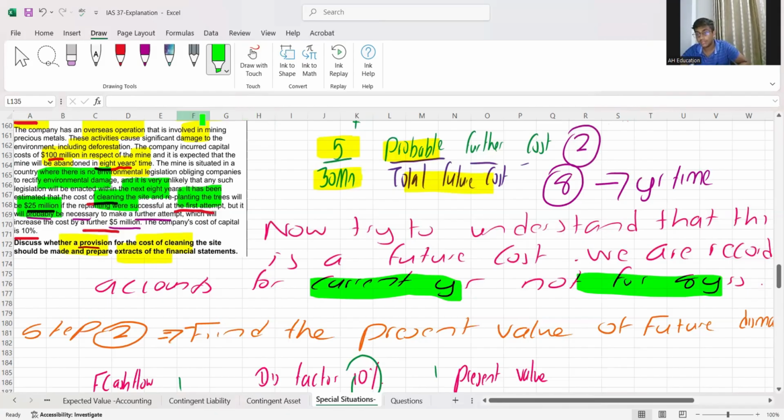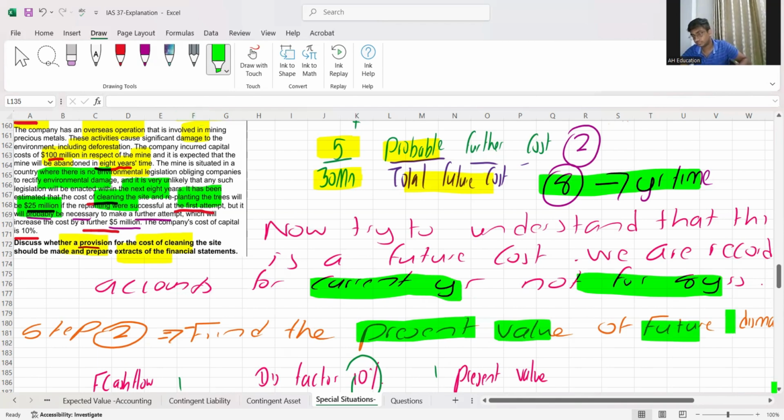We need to take the present value of this 8 year time cost that we are going to incur in 8 years' time. We need to find out the present value of the future dismantling cost. If we do not record this, and we wait until the 8 years come and then recognize it, then I'm planning on misleading my shareholders. Why? Because then shareholders will start to panic. Why didn't you tell me before? Why wasn't I informed prior?